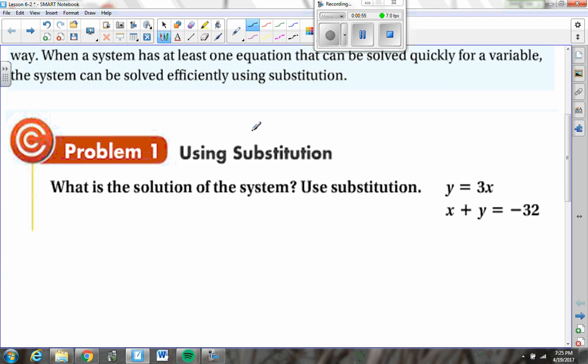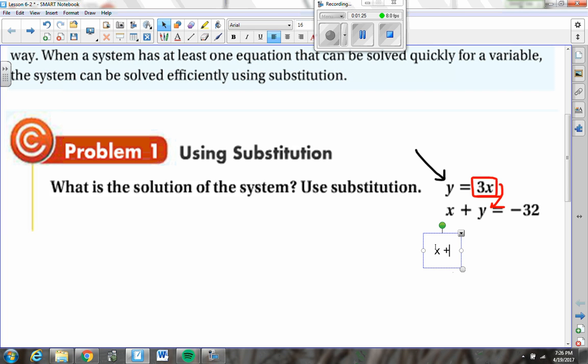We have a system of equations here that says y equals 3x and x plus y equals negative 32. Because I already know y is equal to 3x, since my top equation tells me that, I'm going to take 3x and put it right there where the y is in my other equation. Then it ends up looking like this.